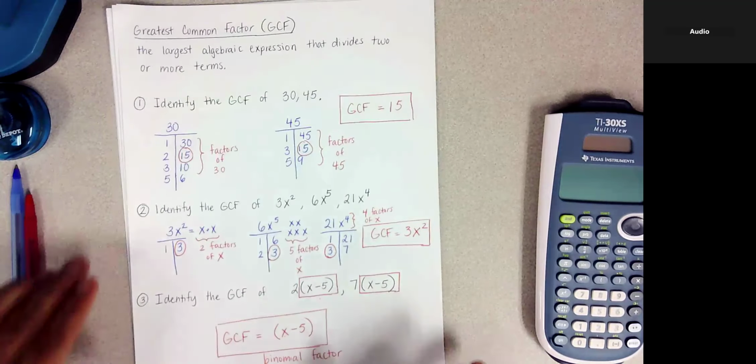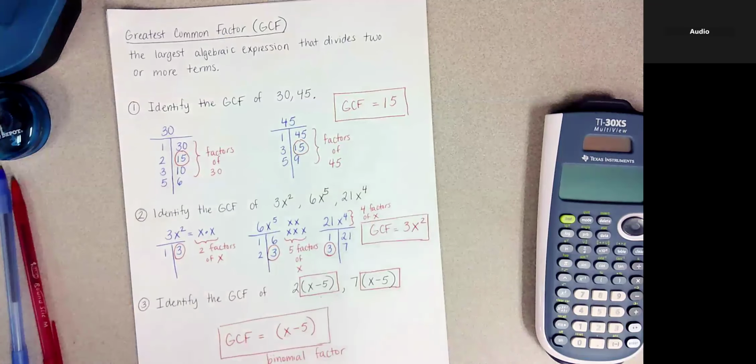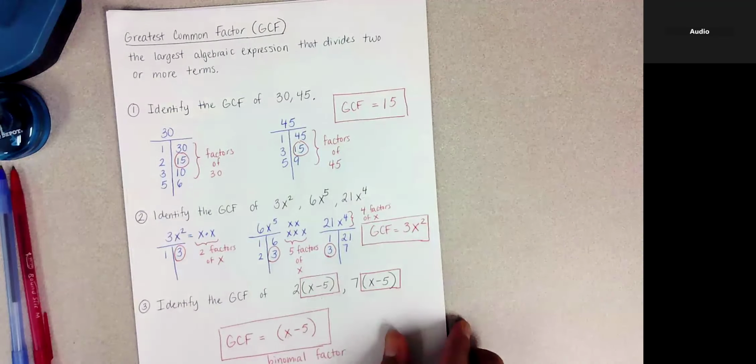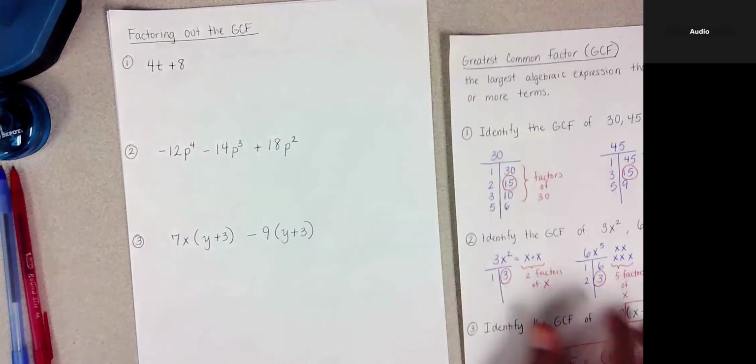Okay. So you might have to sit with that for a little bit. But once you start practicing identifying the GCF, then we can actually talk about factoring out the GCF from a polynomial expression. Okay.